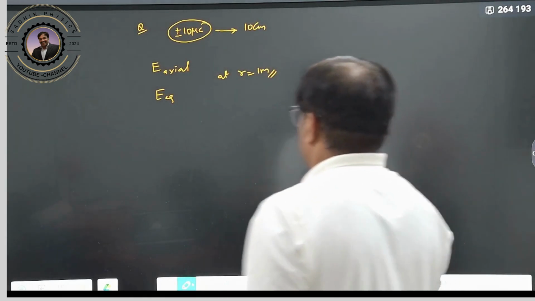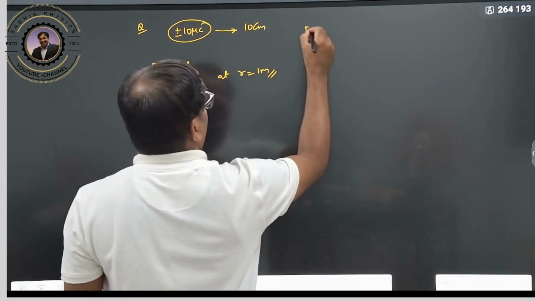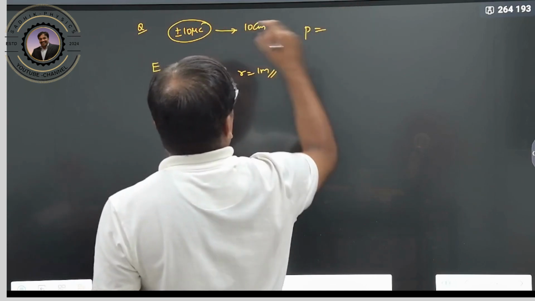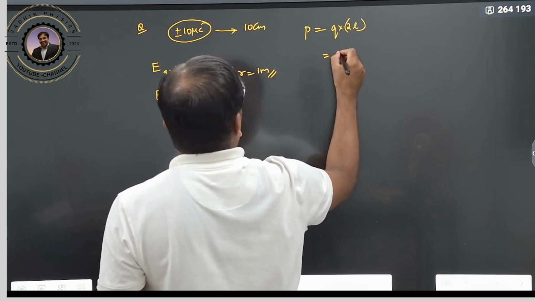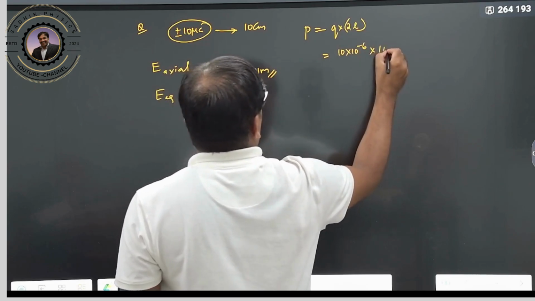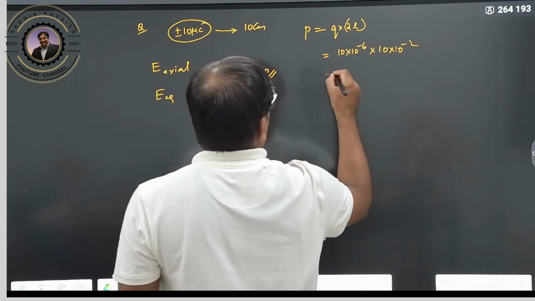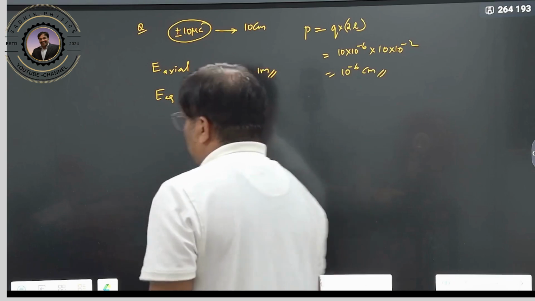Clear? So first of all, the dipole moment. Dipole moment is how much? Q into the distance between the two charges. Q is how much now? 10 microcoulomb, 10 into 10 to the power of minus 6. Distance between them is 10 into 10 to the power of minus 2. So 10 cancels, and it is 10 to the power of minus 6 coulomb meter. This is your dipole moment.